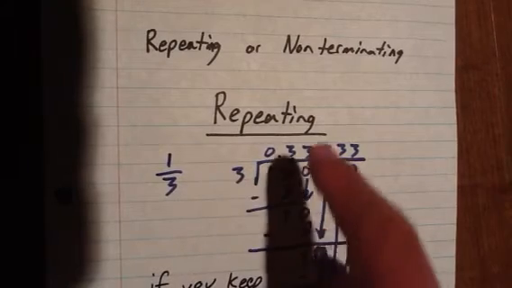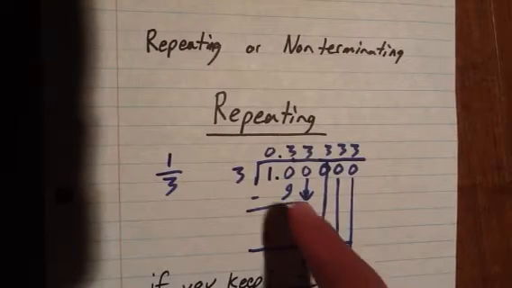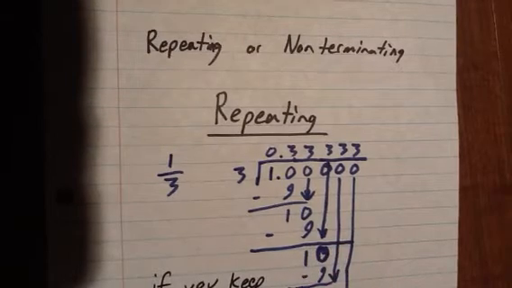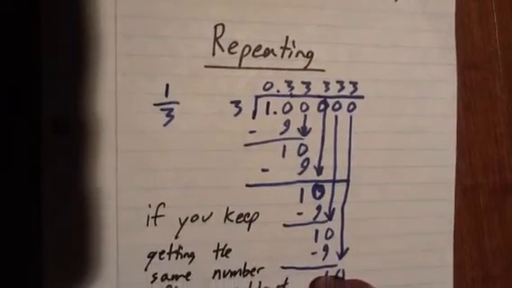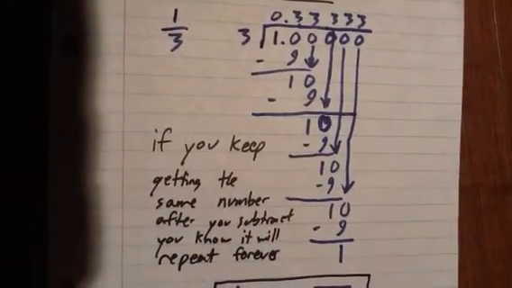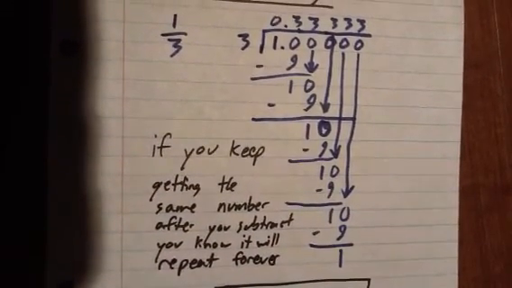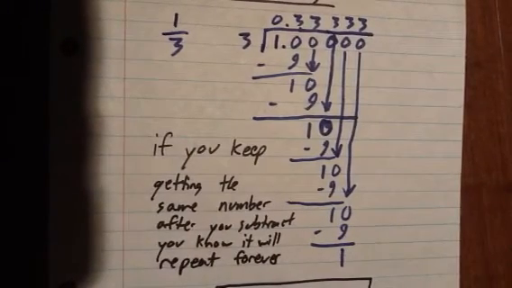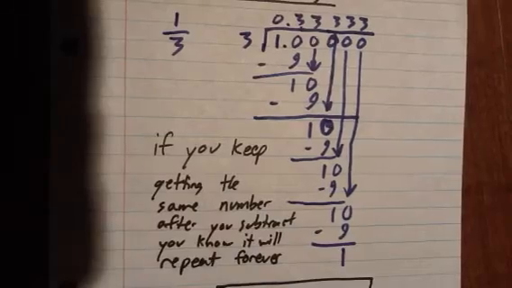3 goes into 10 3 times. 3 times 3 is 9. It looks just like it did here, and you get 1. Then you drop another 0. You'll notice that that pattern is going to go on forever. If you keep getting the same number after you subtract each time, especially since you know you're bringing down a 0 every time anyway, you know it will continue to repeat forever.